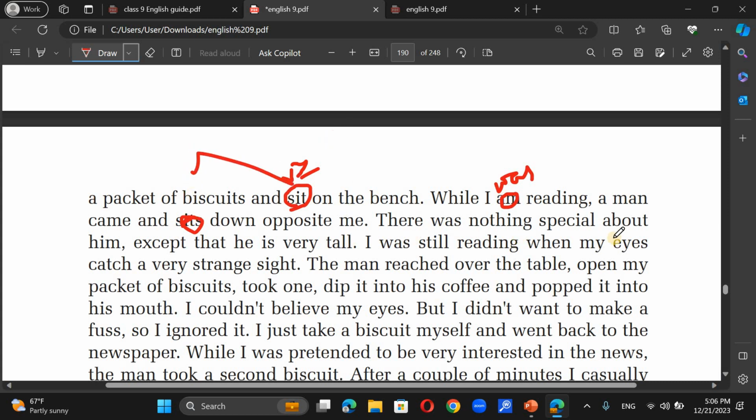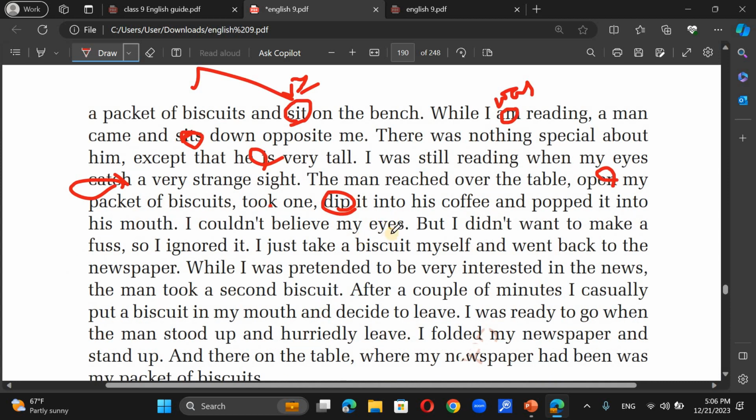And there was nothing special about him except that he was. I was still reading when my eyes caught verb two. This is also right in verb two. The man reached over the table and opened. Also right, verb two here. Opened my packet of biscuits, took one, dipped it. Right. Okay, verb two, into verb two. And popped it into his mouth.